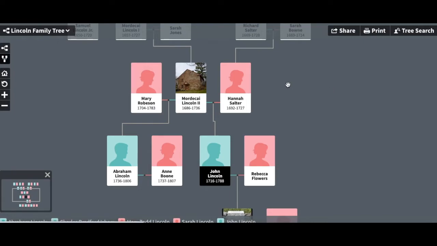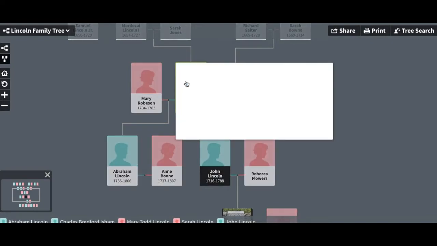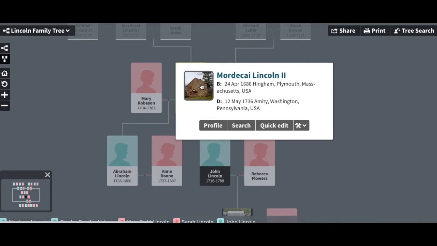John Lincoln was the oldest child of Mordecai Lincoln II and his first wife, Hannah Salter. John Lincoln was Mordecai's only son from his first wife, though Mordecai did have several more sons with his second wife. Mordecai was a yeoman by trade. He was born in 1686 and died in 1736.